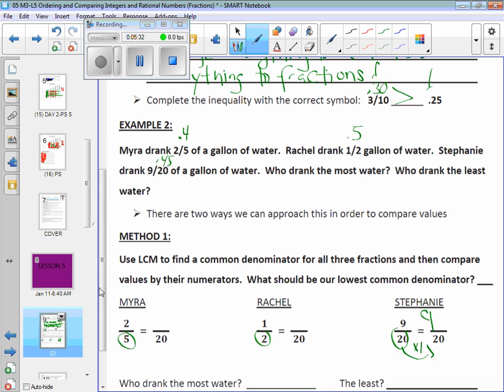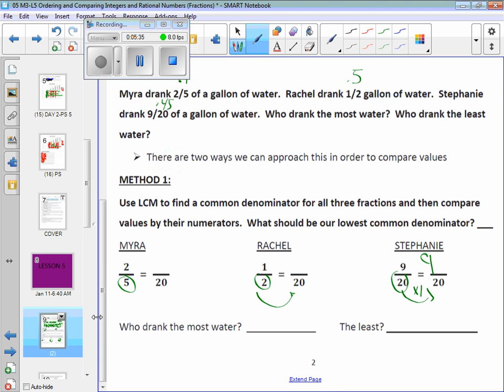2 goes into 20 how many times? Okay, remember we did this in ratios? 5 into 20 goes how many times? Now what happens is when you have a common denominator, we can compare the numbers by their numerators. What's the most, 8, 10, or 9? 10, right? And who is that? Rachel drank the most. Out of the remaining 2, what's lower? She drank the least.